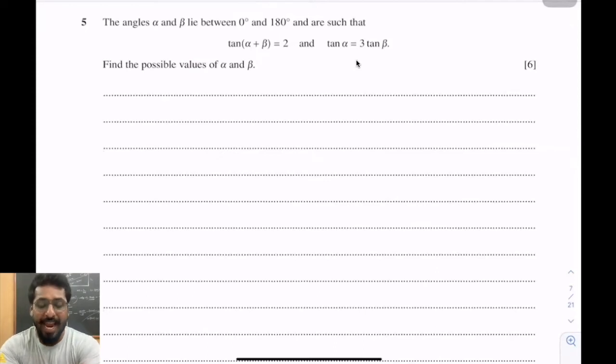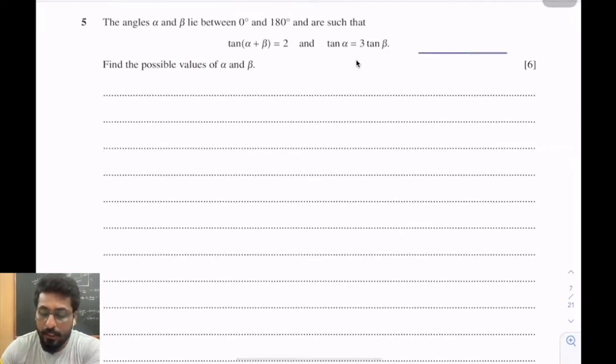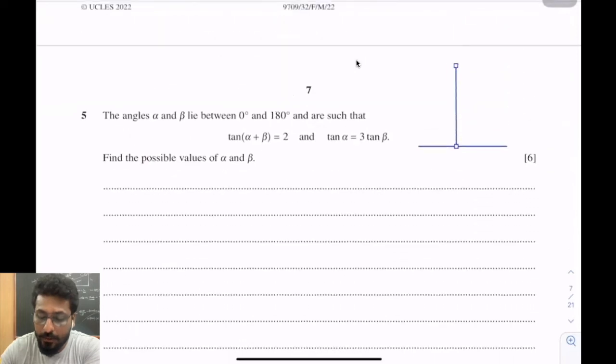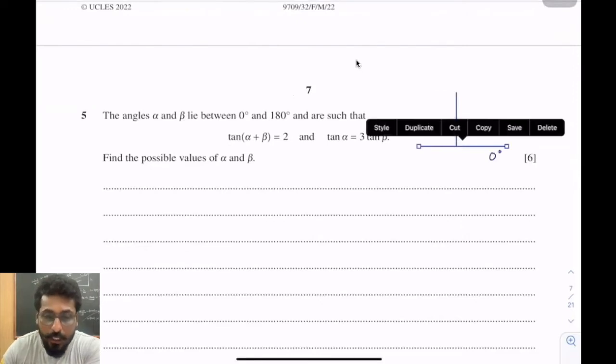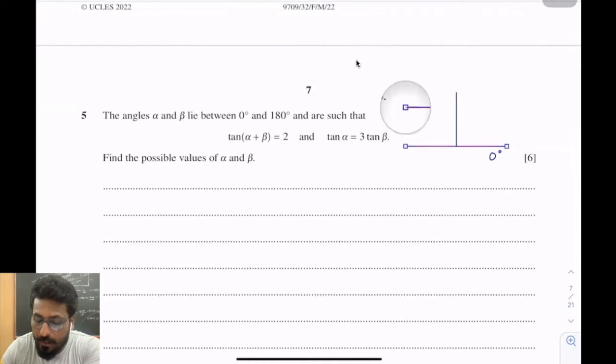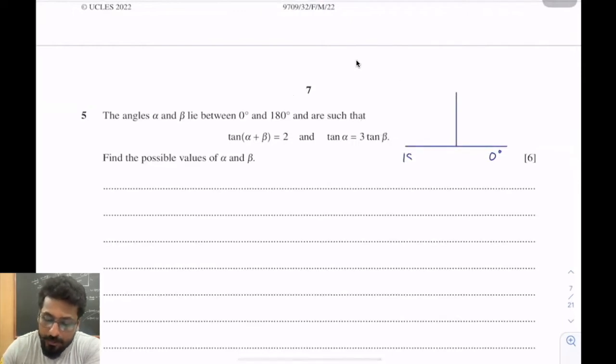So the angles alpha and beta lie between 0 degrees and 180 degrees. So that's your first and the second quadrant, right? 0 degrees and 180 degrees. So the angles are given in degrees. Okay, so let's quickly make the first and the second quadrant. So I have this as 0 degrees. I can just extend this line a little bit. And then I have this 180 degrees. So first and second quadrant. So theta is lying between the first and the second quadrant.